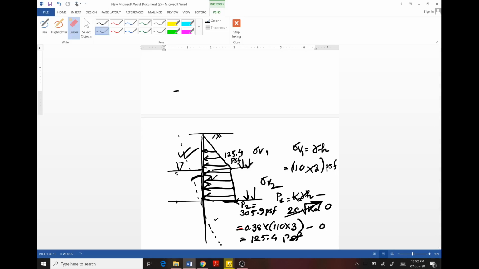P3 equals 2395. Now we got our earth pressure diagram up to this point. Okay. Now, just like the previous problems, we will have to determine the values of P4 and next P5.